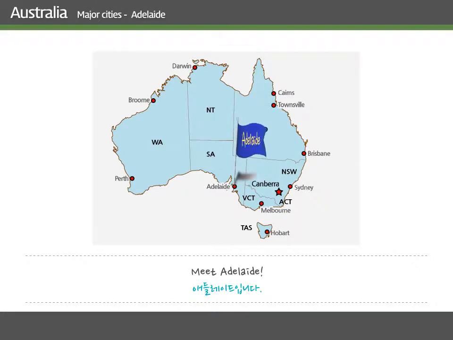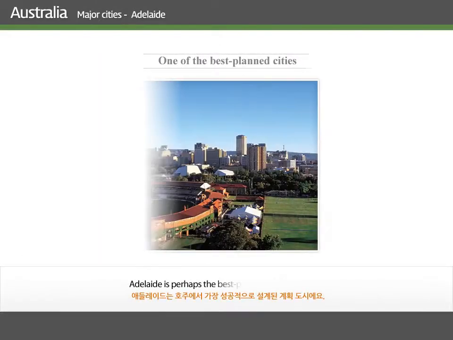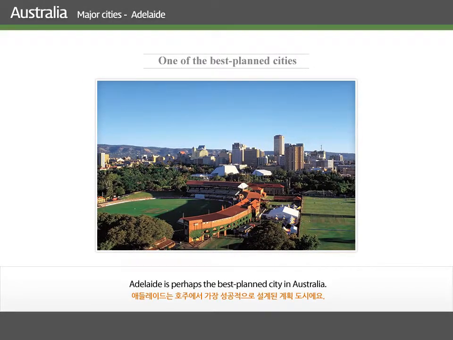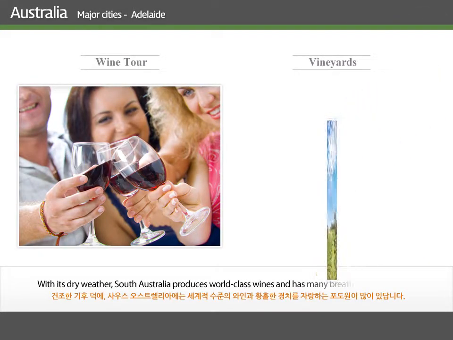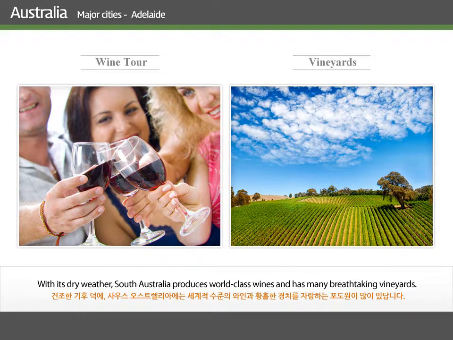Meet Adelaide. Adelaide is perhaps the best planned city in Australia. With its dry weather, South Australia produces world-class wines and has many breathtaking vineyards.